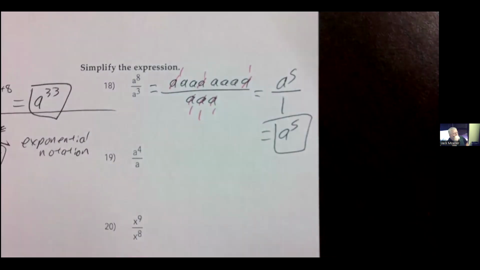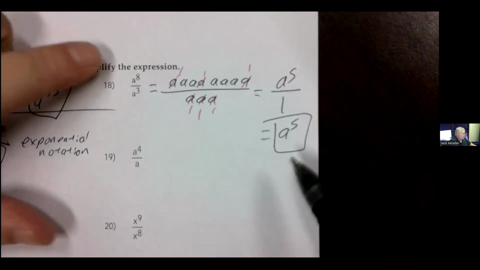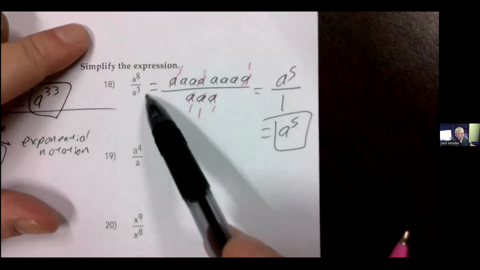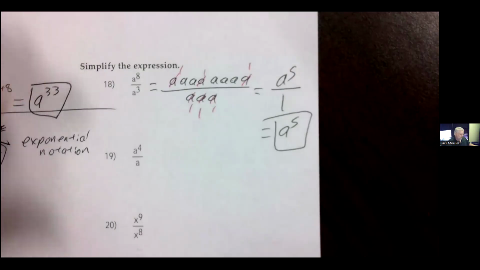All right. So we did a to the eighth divided by a cubed, got a to the fifth. And again, we don't want to write this out every time. So what is the shortcut here? Where did that 5 come from? Well, the 5 came from 8 minus 3. So that is our quotient rule.